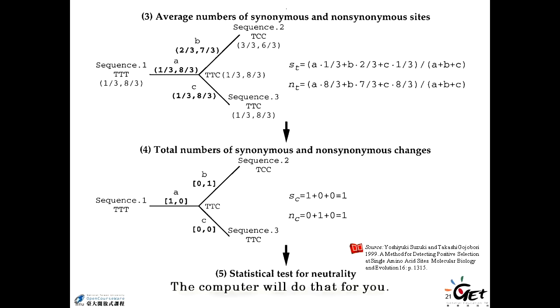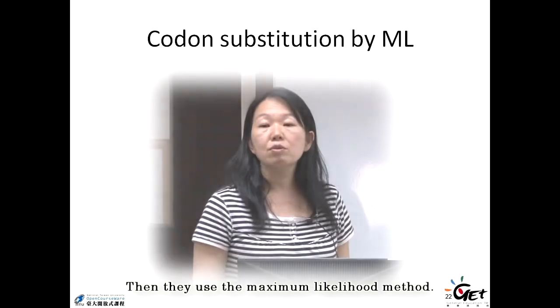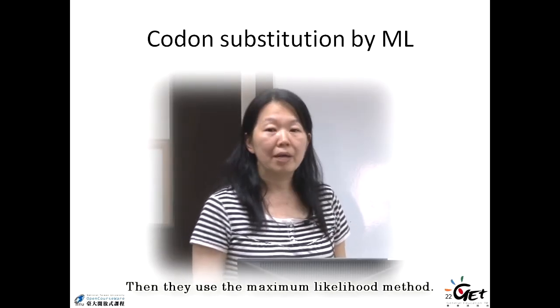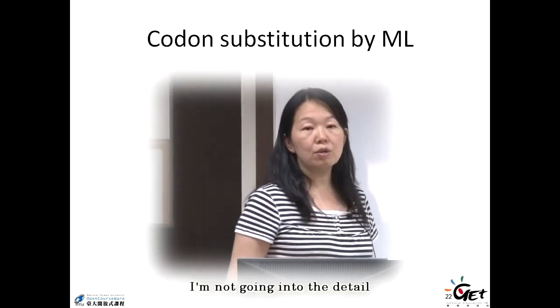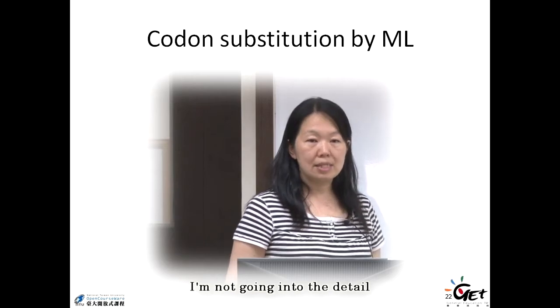Then you do the same thing for synonymous and non-synonymous. The computer will do that for you. Based on each codon, it will calculate the synonymous and non-synonymous sites, and also the changes, the two things we did previously. They will do the same thing as well, trying to dissect the sequence into each branch. Then they use the maximum likelihood method.